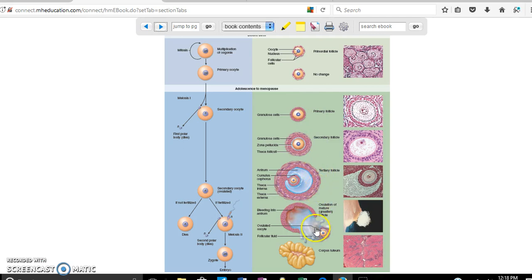What happens on day 15? Ovulation. What happens from day 18 until the end of the month? The luteal phase, which is when we have the corpus luteum. That's what happens with these cells. What happens with the oocytes?